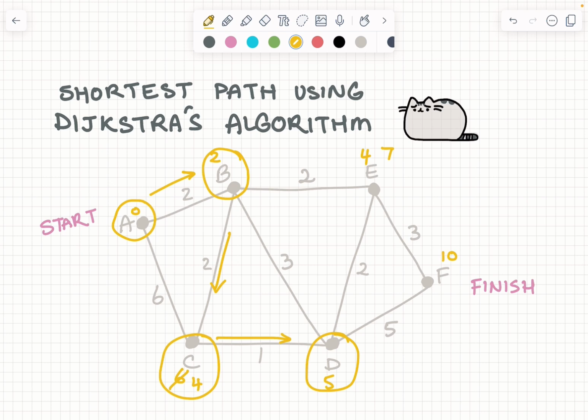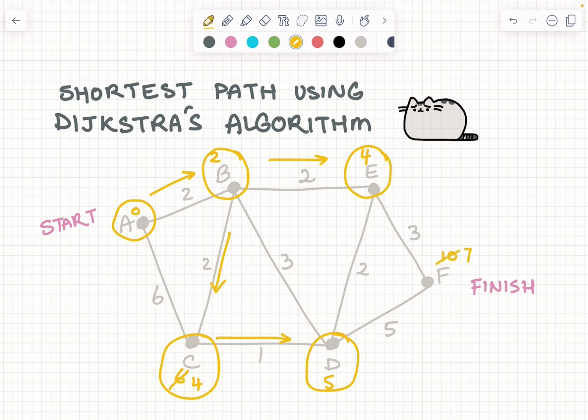But notice how 7 is higher than 4, and we want the shortest path. So we're not going to use that 7, we're going to keep that 4, which we got by coming from B. So we circle it because we know 4 is the shortest way to get there. And now that we're sitting at E, we look at our neighbours, F, and 4 plus 3 is in fact 7, which is better than 10.